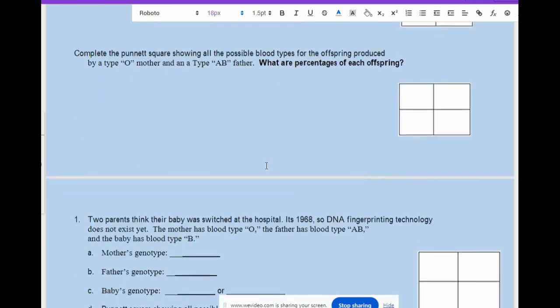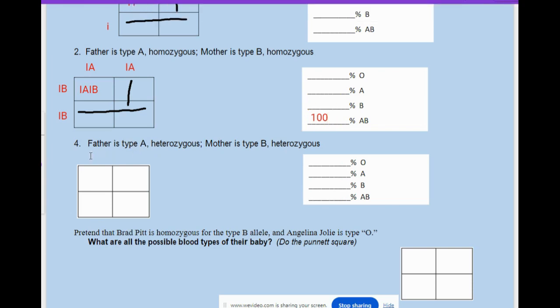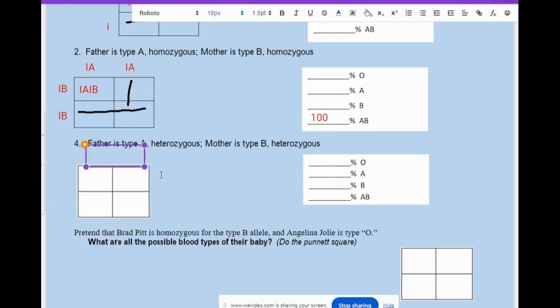Here's, let me see. I'm going to start this one off for you, and you're going to finish it. Remember, if you don't finish it, don't even start it, because you're not going to get credit for this whole assignment unless you do. Father is heterozygous type A, so I'm going to give you the father's genotype. You're going to have to do the mom.